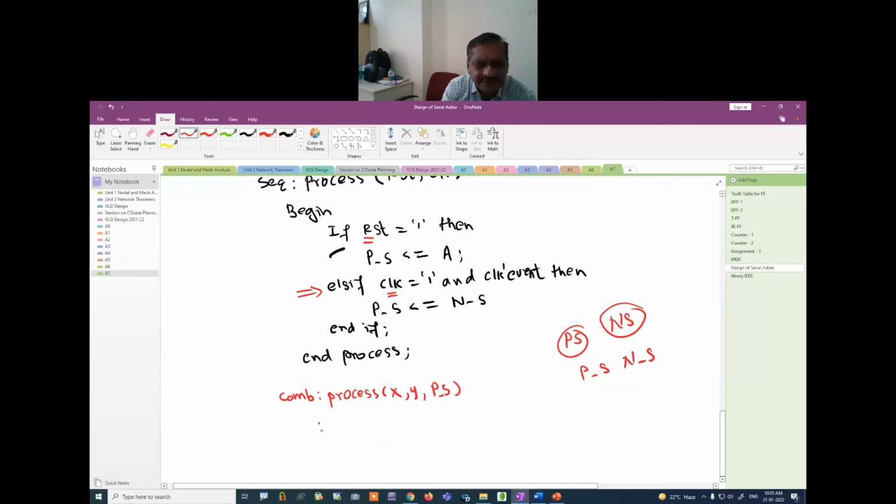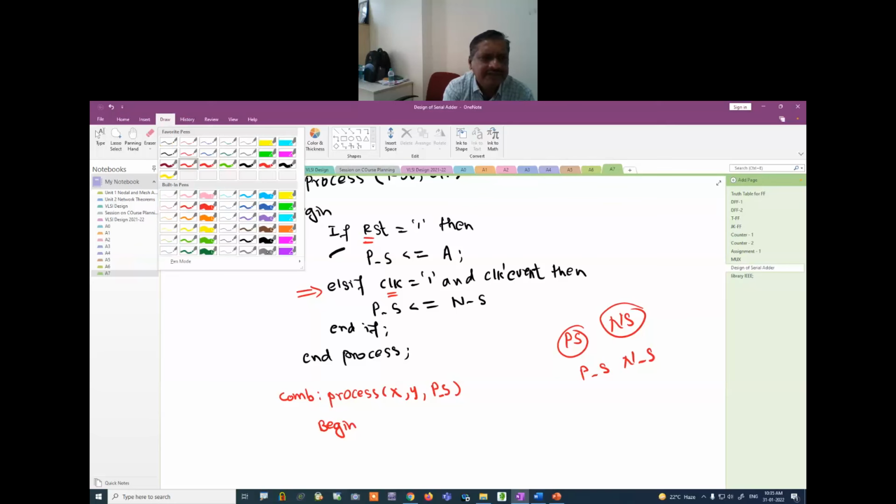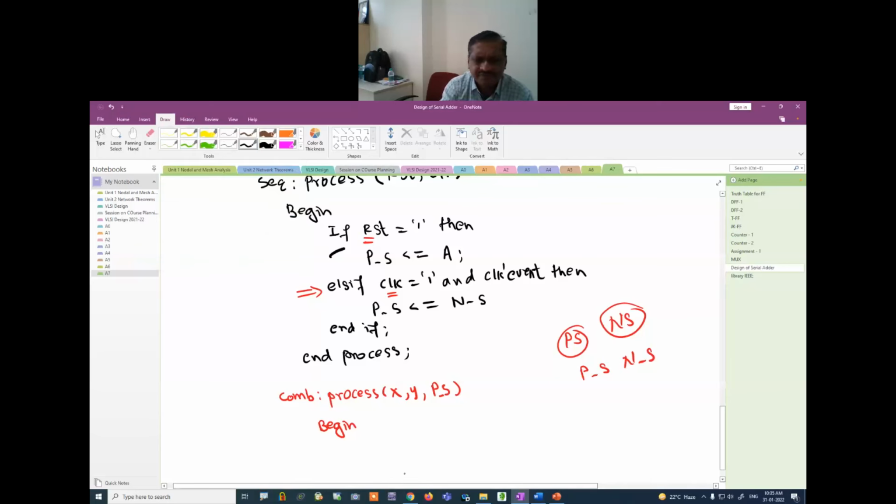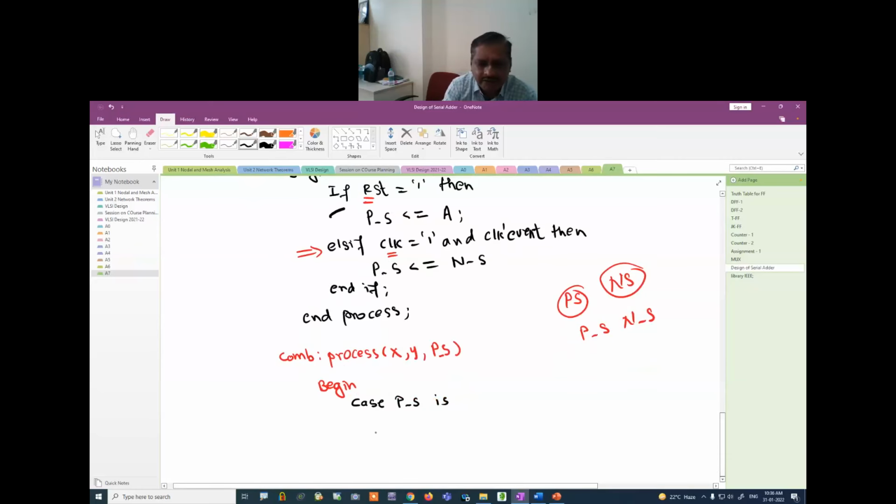This is the beginning of the second process, and I will use the case statement here. You can use the if statement also, but I want to use the case statement here. Look at this, how simple is writing VHDL. Case PS is. What is the PS? Present state.